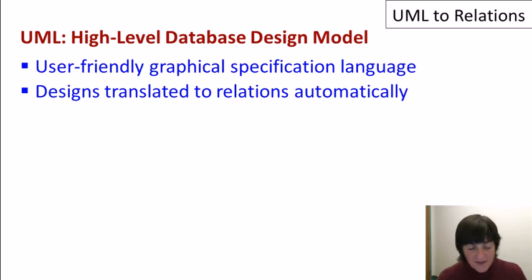So to conclude, the data modeling portion of UML is a popular high-level language for database designs. It's graphical, and it can be translated automatically to relations as long as every regular class has a key, and that typically is the case.